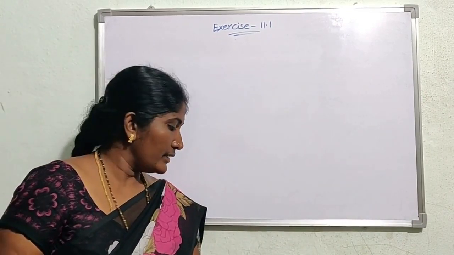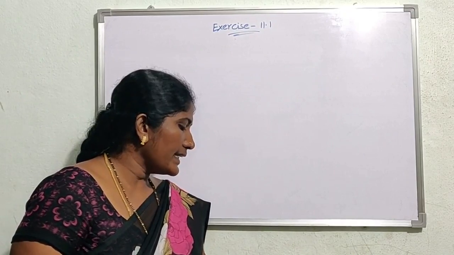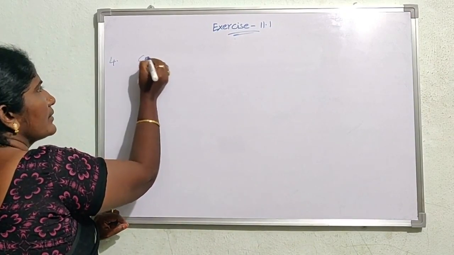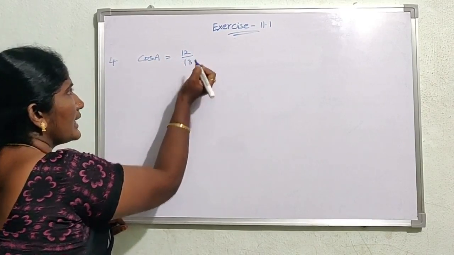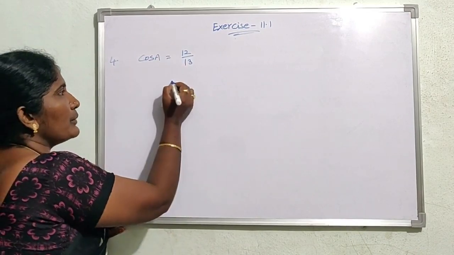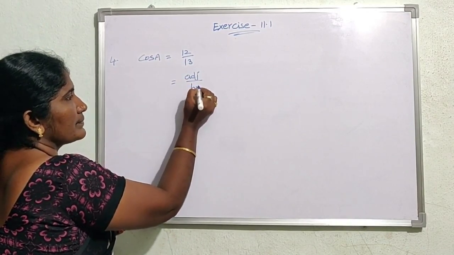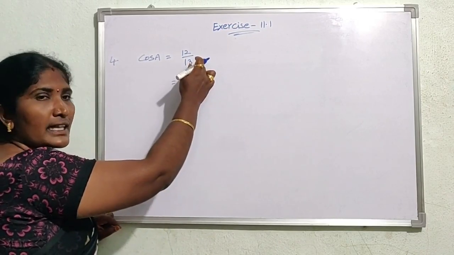Next, fourth question. If cos A is equal to 12 by 13, then find sin A and tan A. Here they gave cos A is equal to 12 by 13. What is the formula for cos? Adjacent side by hypotenuse. Adjacent is 12 and hypotenuse is 13 units.